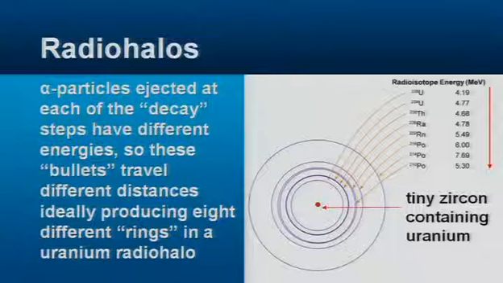The most energetic one is the polonium-214, and so that's that outer ring there, because the bullet has travelled the furthest distance. It's like having different guns that will fire the bullets different distances. Now, because most of the damage is done when the bullet comes to rest, normally you expect to see eight rings, as in this photograph here.